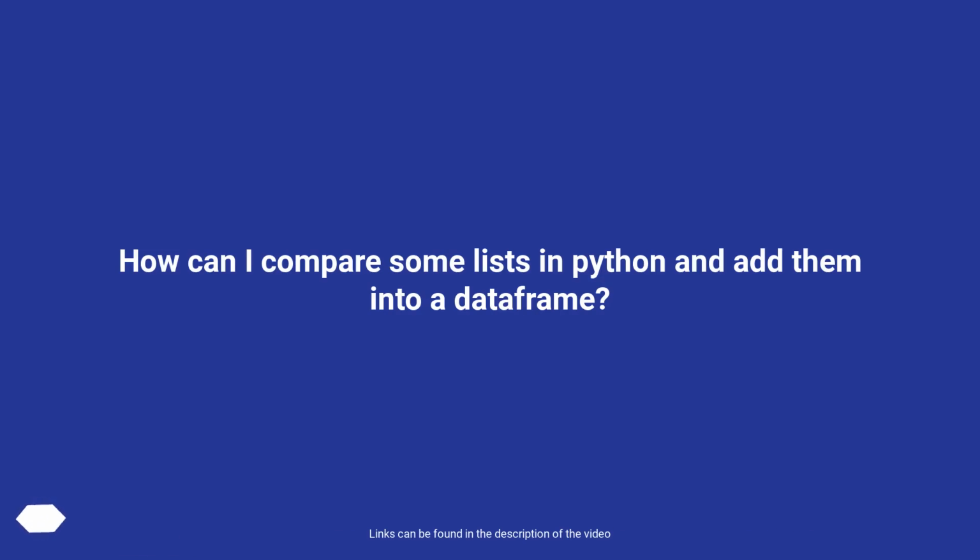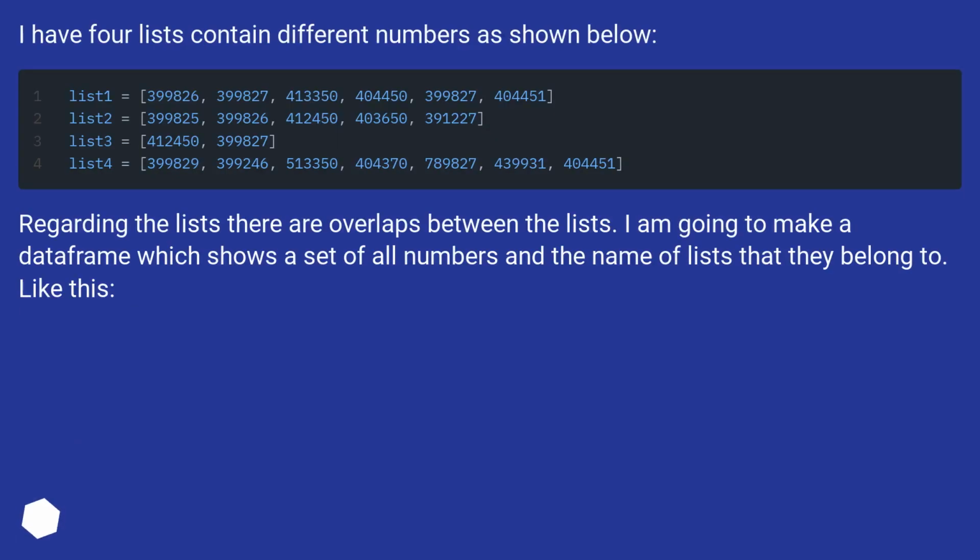How can I compare some lists in Python and add them into a data frame? I have 4 lists containing different numbers as shown below.